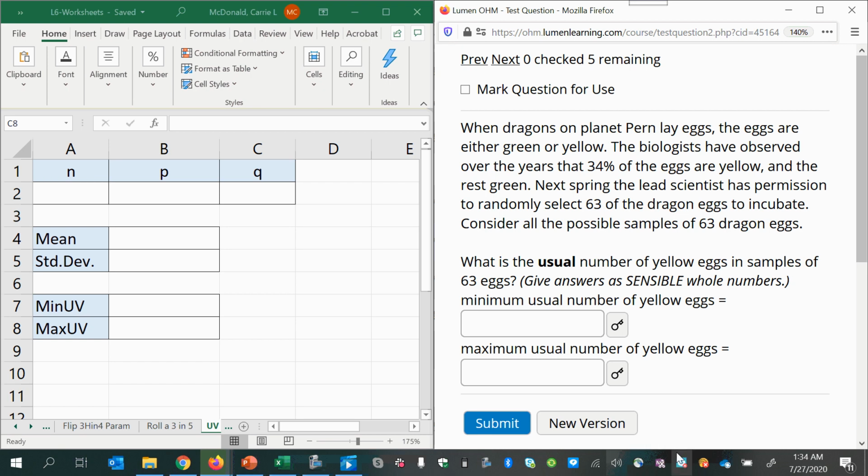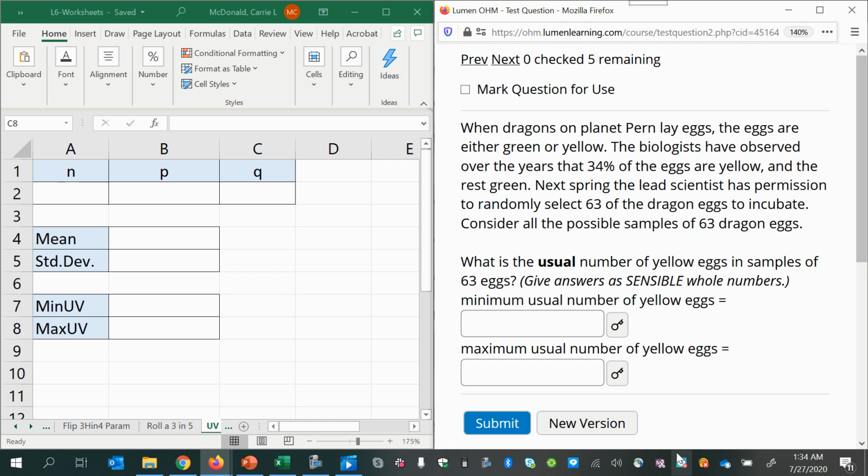When dragons on planet Pern lay eggs, the eggs are either green or yellow. The biologists have observed over the years that 34% of the eggs are yellow and the rest green. Next spring, the lead scientist has permission to randomly select 63 of the dragon eggs to incubate.